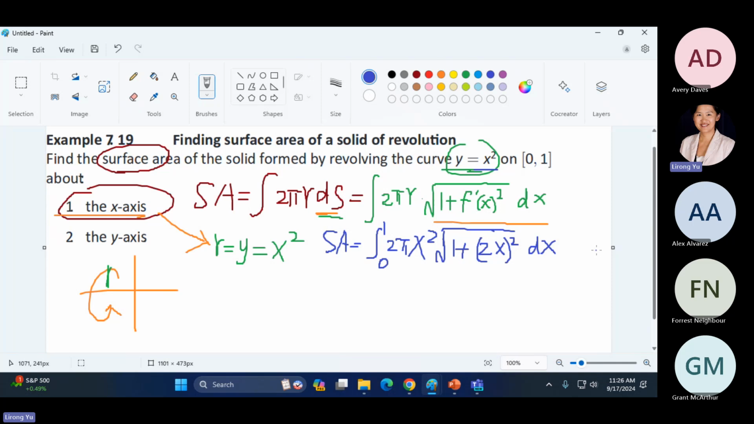Any question? I'm looking at that integration and starting to realize that this is slightly difficult to calculate. So this is the integral from 0 to 1 of 2 pi x squared times the square root of 1 plus x squared. How do we calculate this integral?